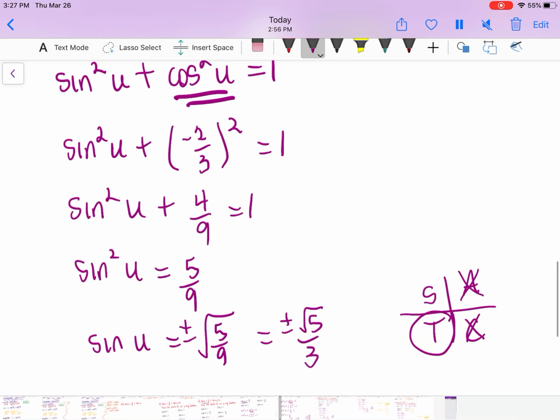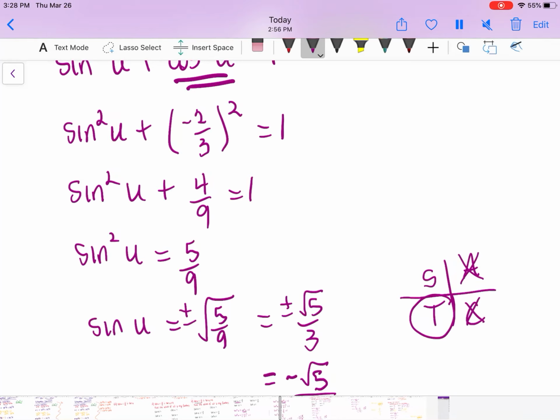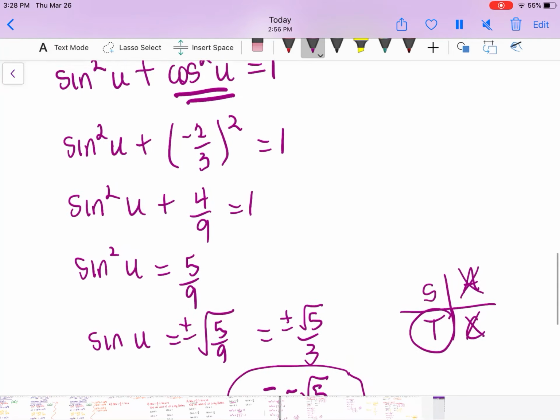Sorry, I said that backwards. It's not going to be in 1 or 4 because secant is negative. Okay, so then that leaves us only one quadrant where tangent could be negative. Sorry, I said that wrong too. Only one quadrant where tangent could be positive.